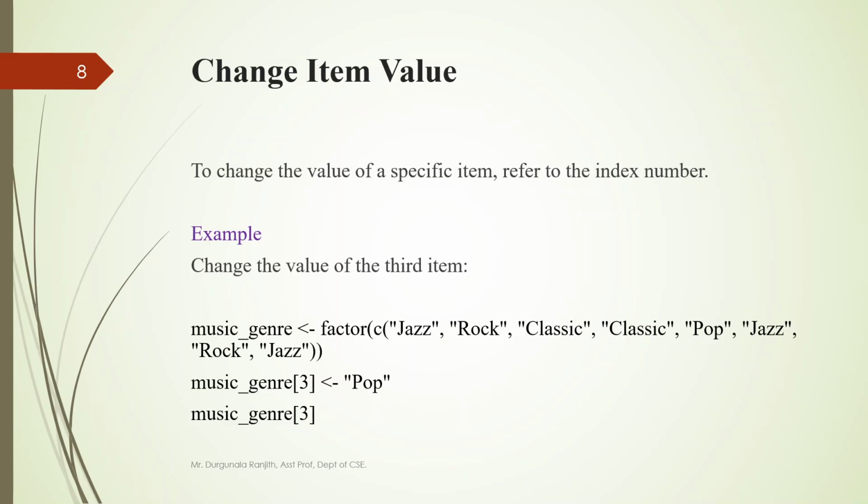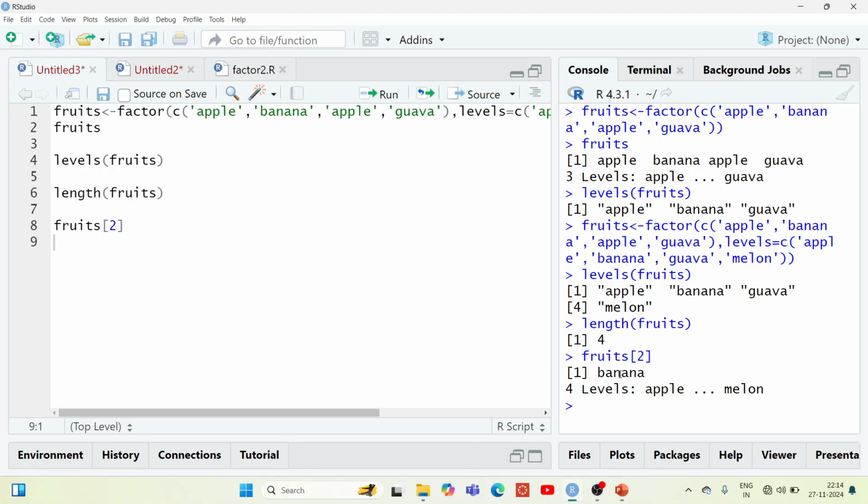And if you want to change the value, then you have to use the index value. For example, you see here, suppose I want to give fruits of 2. Actually the second element is banana. Here I want to add melon. Suppose I will take the other element, that is kiwi.